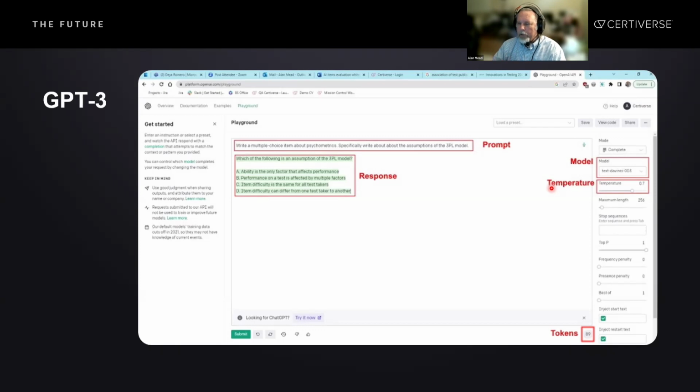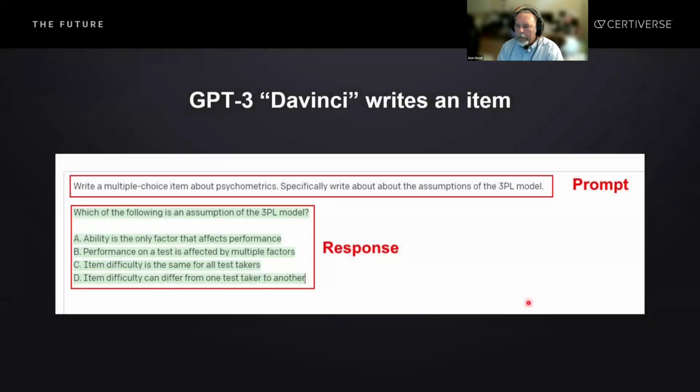And you could set the temperature higher. Temperature is anthropomorphized to be that the model is being more creative the higher the temperature you set. So 0.7 is a reasonably creative level, if you will. And the other thing to attend to is that this item required 89 tokens. And I'll explain what a token is.